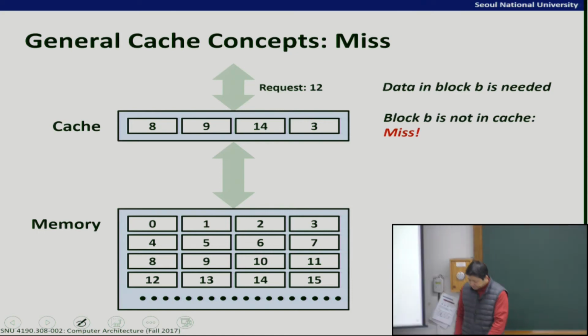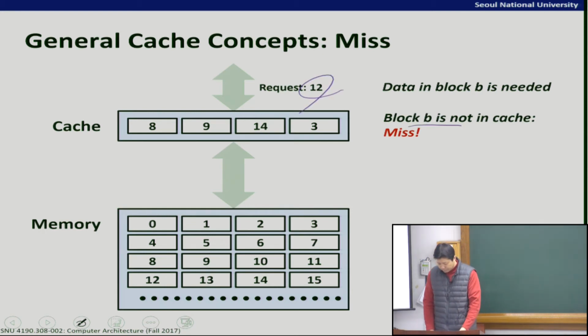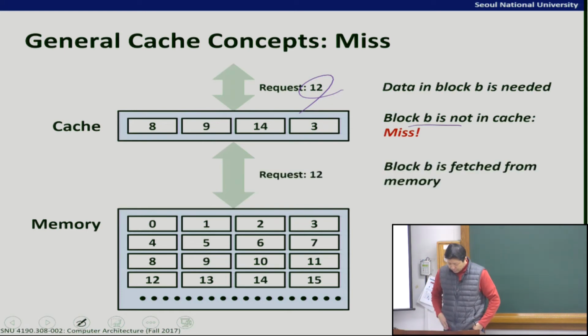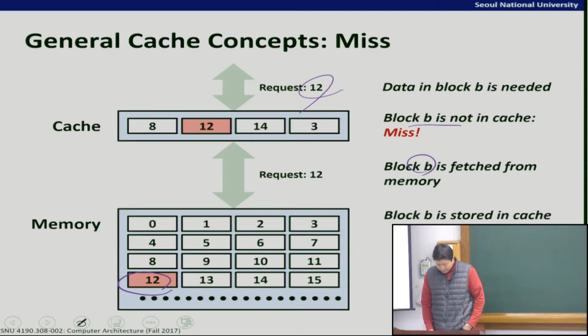In this case, because block B, block 12, is not here, the cache will forward the request to the main memory. So block 12 will be fetched from main memory and copied over to the cache like this, right? Block B will be stored in the cache, possibly kicking out one of the existing blocks in the cache.